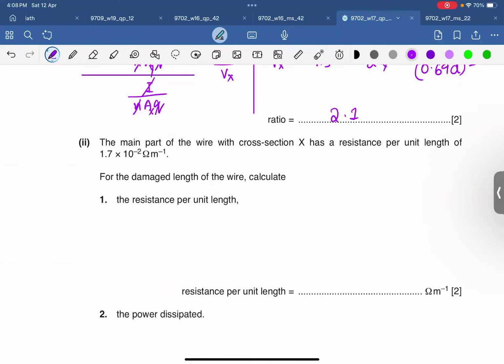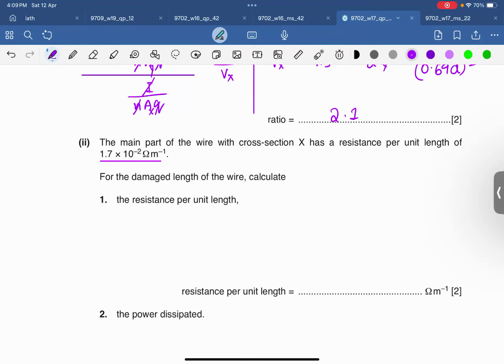Ryan, can you please read the question? The main part of the wire with cross section X has a resistance per unit length of 1.7 exponent -2. For the damaged length of wire, calculate the resistance per unit length and the power dissipated. Fine. Resistance per unit length. So what's the formula you use? What will be the relation you use?